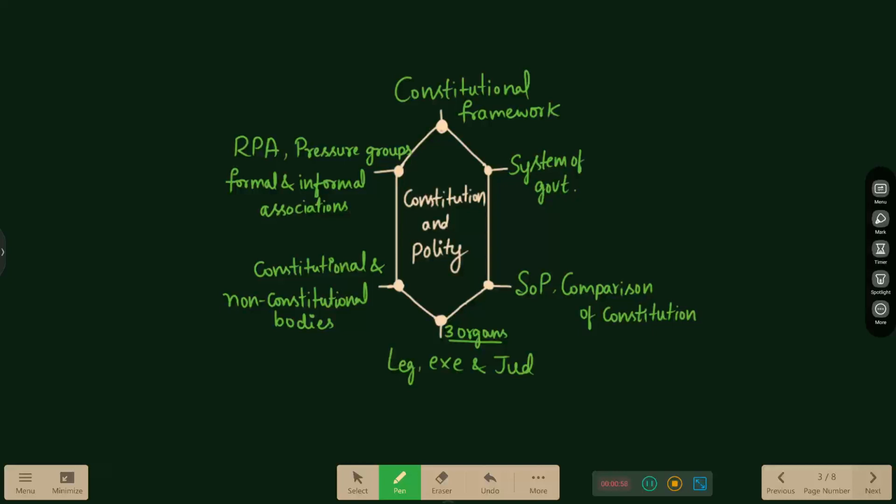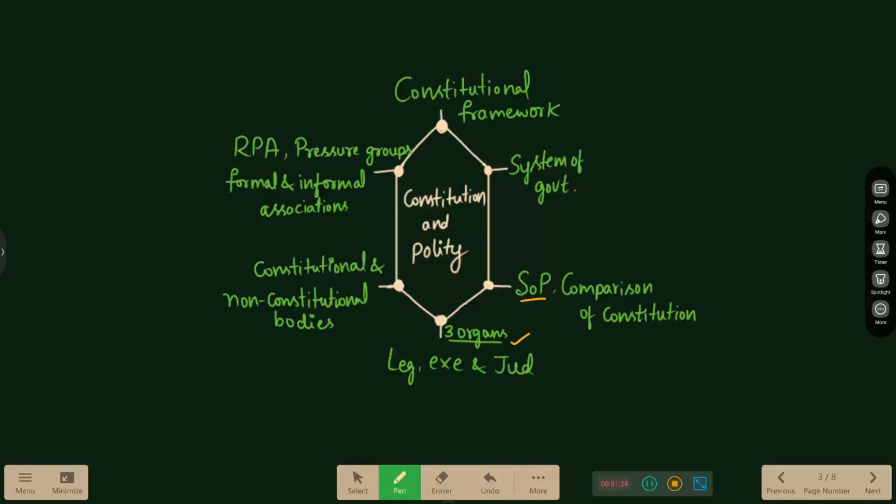One is constitutional framework. Then the second dimension is system of government, that is unitary or federal. Separation of power. Comparison of Indian constitution with respect to other countries. 3 organs of government: legislature, executive and judiciary. Constitutional and non-constitutional bodies. The last one is representation of people act, pressure groups, formal and informal associations.